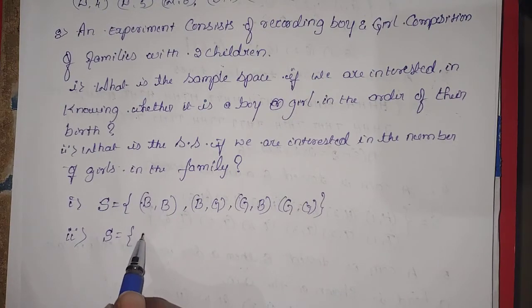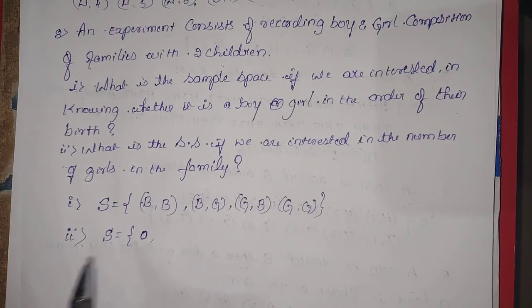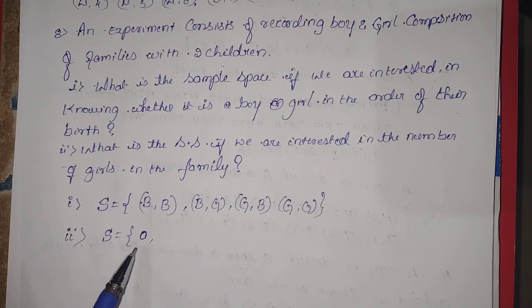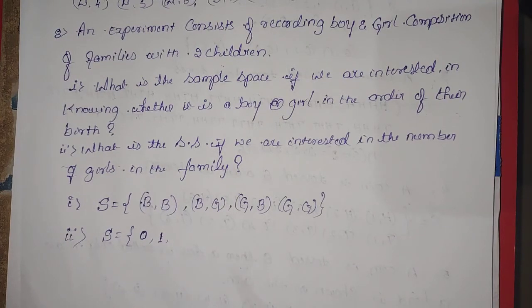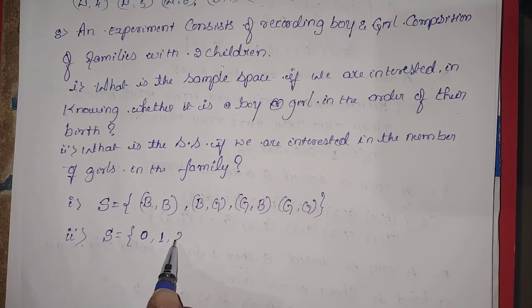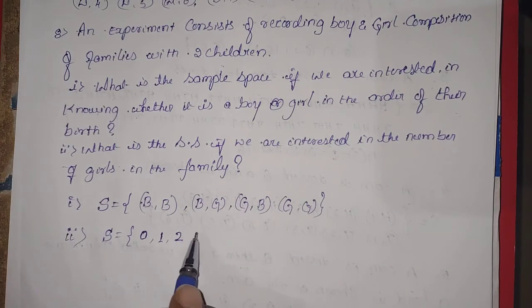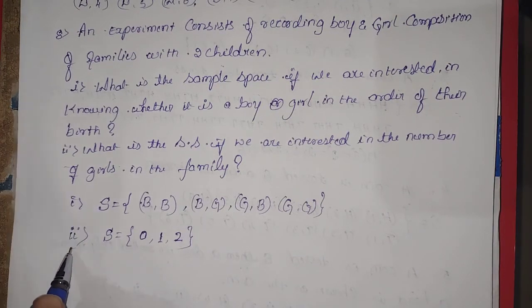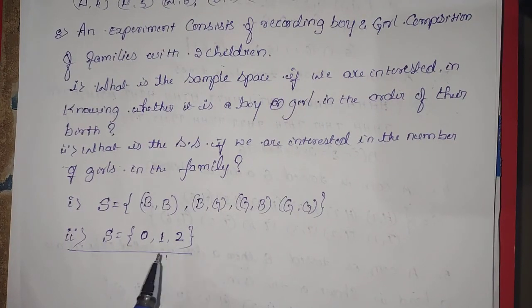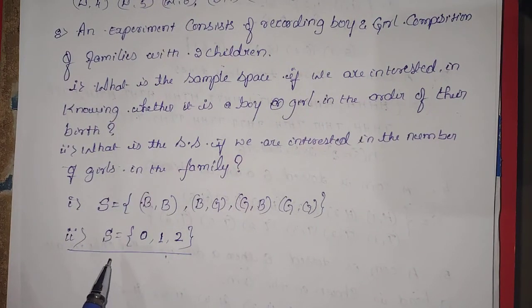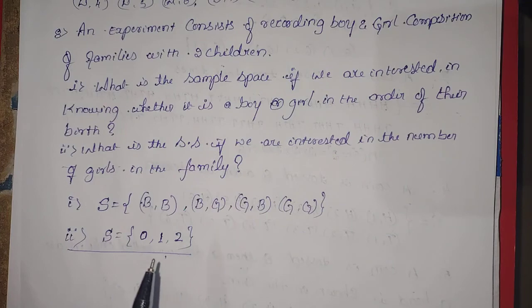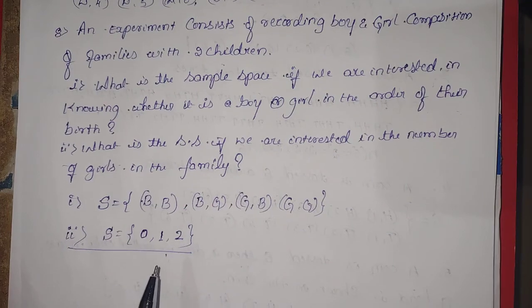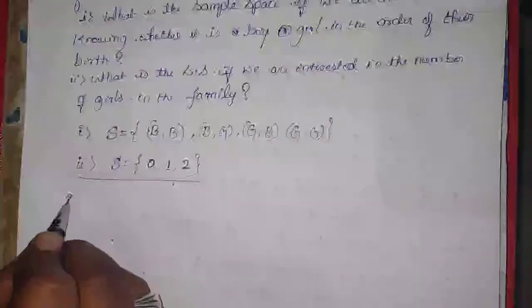Maybe there is no girl in a family, meaning both are boys, so 0. Maybe one girl, or both the children are girls, which means 2. Understood how to write the sample space? See, the sample space or the solution is very simple, when you understand the question. Clear? I think all of you understood how to write the sample space. Clear? And the last question, question number 9.